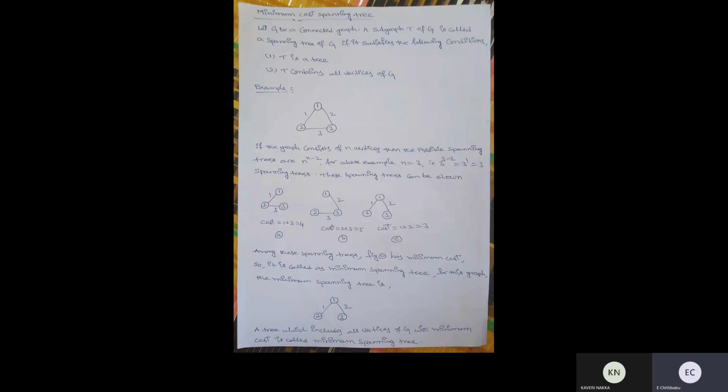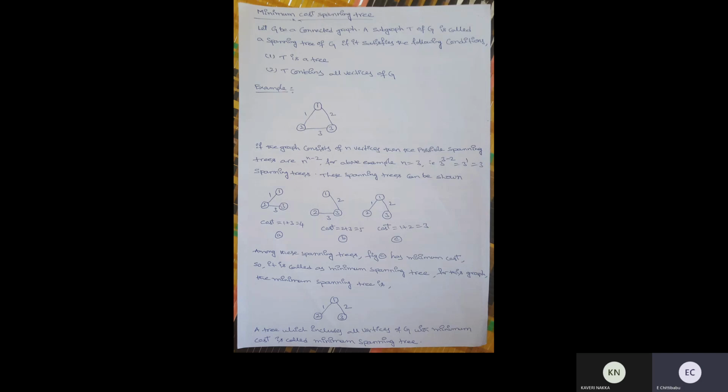These are the spanning trees of the above graph. For the first spanning tree, the cost is 4. For the second spanning tree, the cost is 5. For the third spanning tree, the cost is 3.